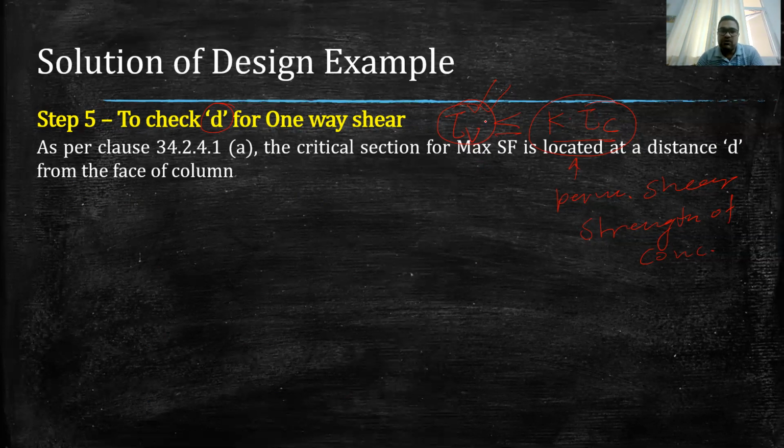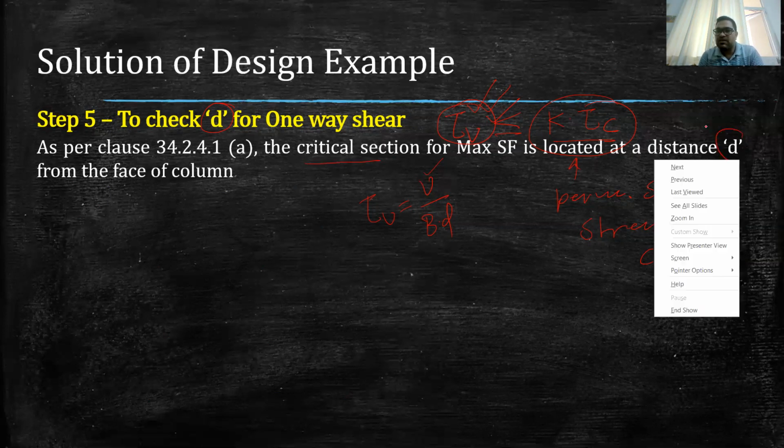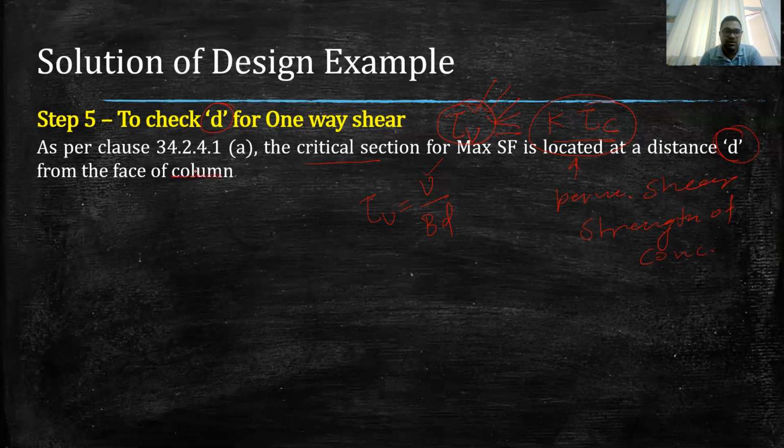Now to find out the value of tau v, we know that tau v is V upon B into D. So here we have to find out the V value. V is the maximum shear force. First we have to understand where we will find the maximum shear force. We know that the critical section for shear force is located at a distance D from the face of the wall. Sorry, here it should be wall. From the face of the wall.